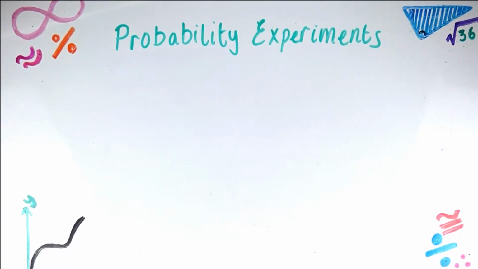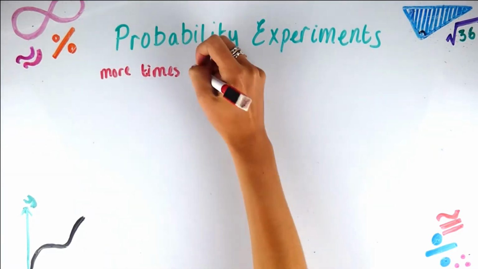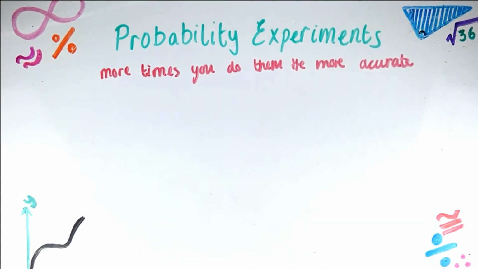This video is on probability experiments, and one really important thing to take away from probability experiments is the more times you do them, the more accurate it becomes. So just do it over and over again, basically.